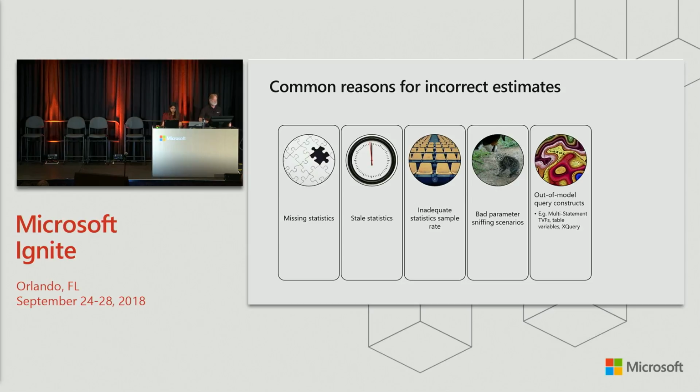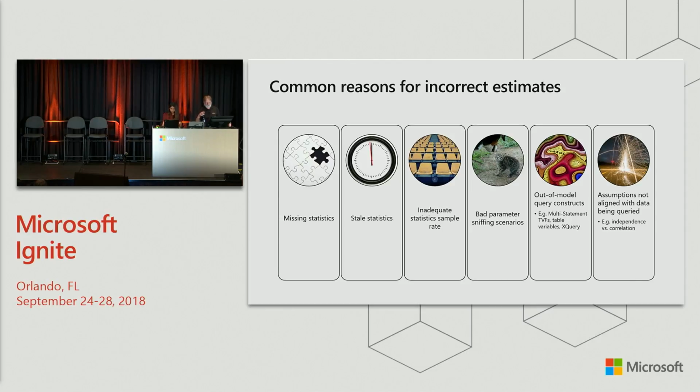Out-of-model query constructs. So there's an amazingly complex piece of code in the optimizer. It's stunning to me, and I've been around it for a while. But for different constructs, we make assumptions as to how they're going to behave. And there's some constructs that we just don't have good models for. And so we'll make guesses. Some of them are like, for multi-statement table value functions, historically the guess has been 1, just because.